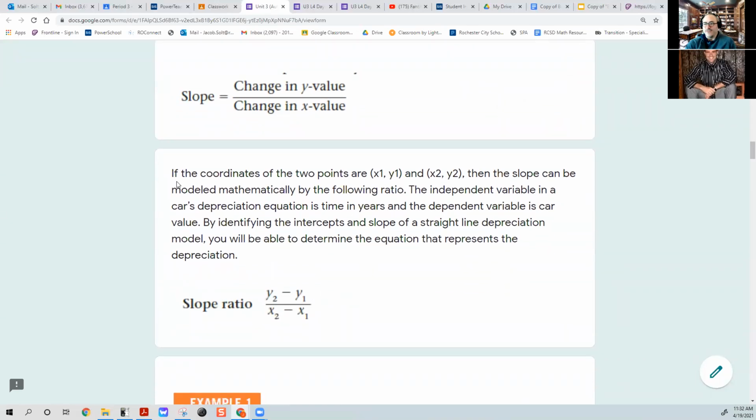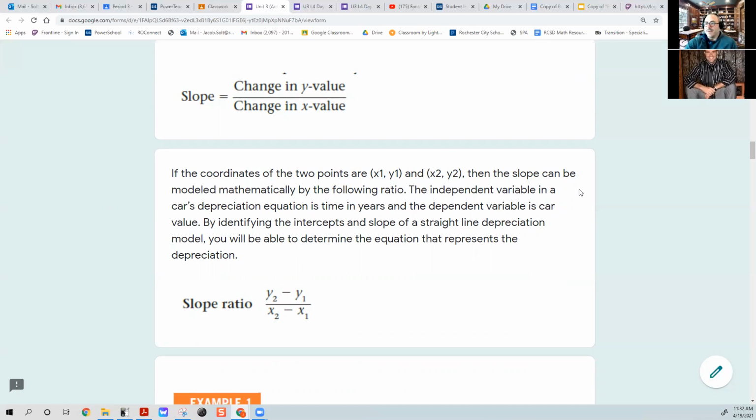So let's see. If we had two coordinate points, right? If we have a coordinate point x1, y1, that's coordinate point 1, and another coordinate point, x2, y2. These twos aren't exponents or being multiplied or anything. These are just names. That's the first coordinate point. That's the second coordinate point. Then we can create an equation that will calculate the slope, right? The slope can be modeled mathematically by the following ratio.